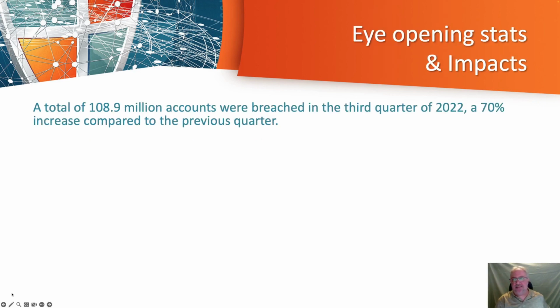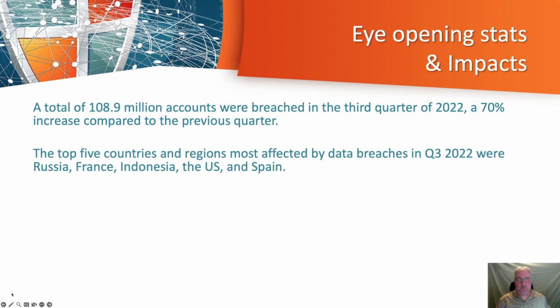So, some eye-opening stats and impacts. A total of 108.9 million accounts were breached in the third quarter of 2022. That's a 70% increase compared to the previous quarter. That is a lot of accounts. There were some really big breaches, right? Which is how we got almost 109 million in a single quarter.